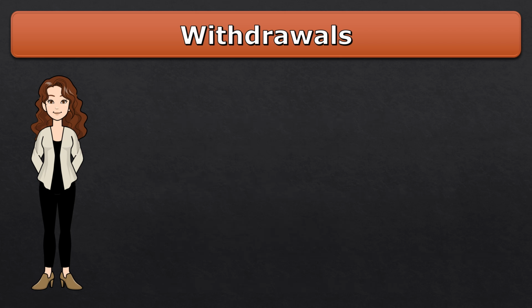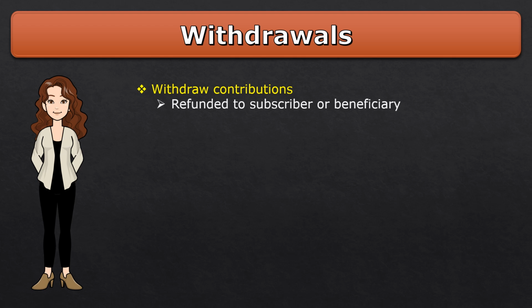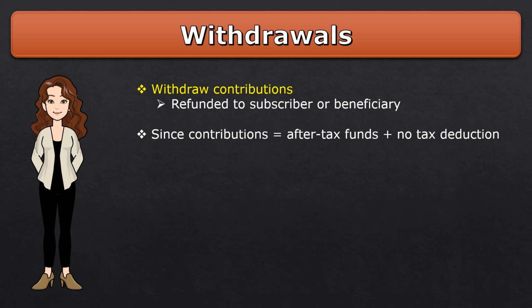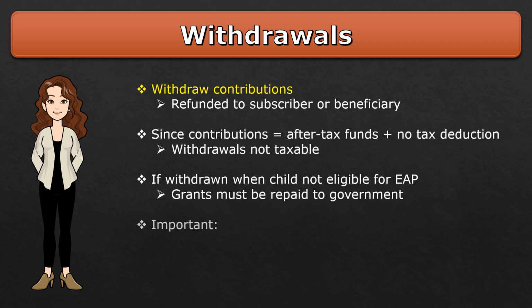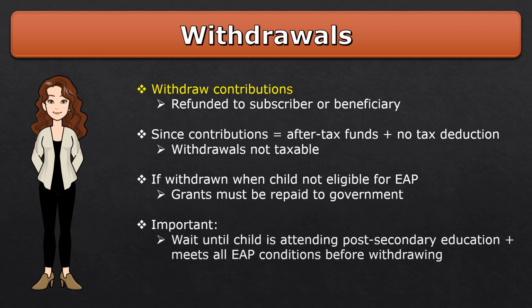The second way to withdraw money from an RESP is by having the contributions refunded to the subscriber or to the beneficiary. Since contributions were made with after-tax funds and there was no tax deduction when making the contribution, unlike when you contribute to your RRSP, these withdrawals are not taxable. However, if the contributions are withdrawn at a time when the child isn't eligible for an EAP, any grants received will need to be repaid to the government. This is why it's important to wait until your child is attending post-secondary education and has met all of the required conditions before withdrawing your contributions.